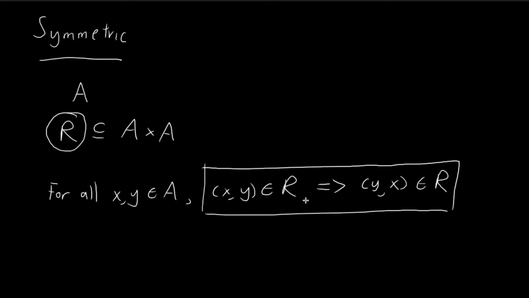And another way to write this is to say for all elements x, y, if x is related to y, then this immediately implies that y is related to x. So if this statement is true, then this statement must be true, and if this condition is satisfied, then we can say the relation R is symmetric.